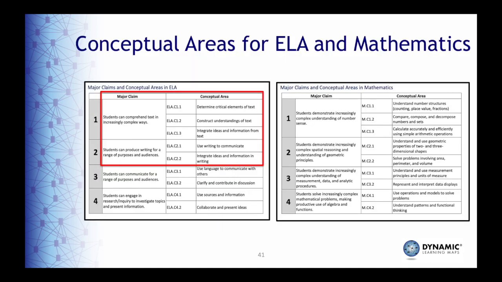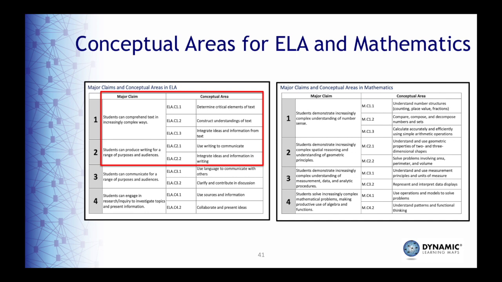The blueprints for ELA and mathematics are organized into claims and conceptual areas. Claims are broad groups of related essential elements. ELA and mathematics each have 4 claims. Claims are further organized into conceptual areas, which are groups of essential elements that are more closely related to one another than to those in the broader claim.